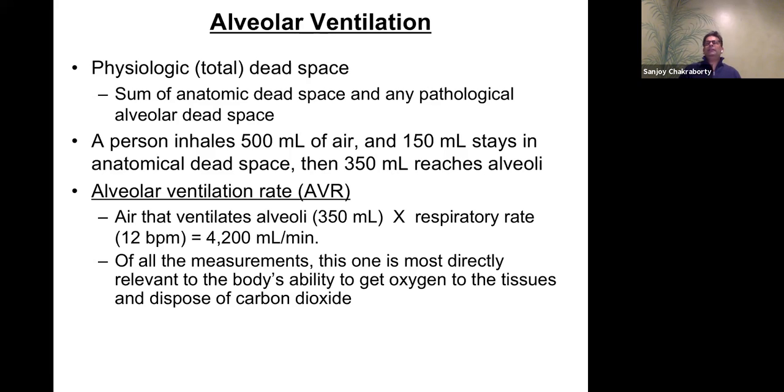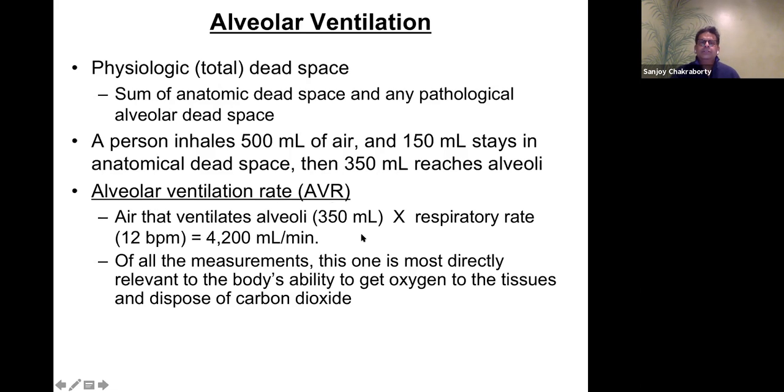So if you breathe in, let's say 12 times per minute, like our breathing rate is 10 to 12 times. So if you breathe 12 times per minute, in 1 minute your lung is receiving mathematically 350 times 12, so approximately a little bit over 4 liters of air in a minute. That is known as alveolar ventilation rate.